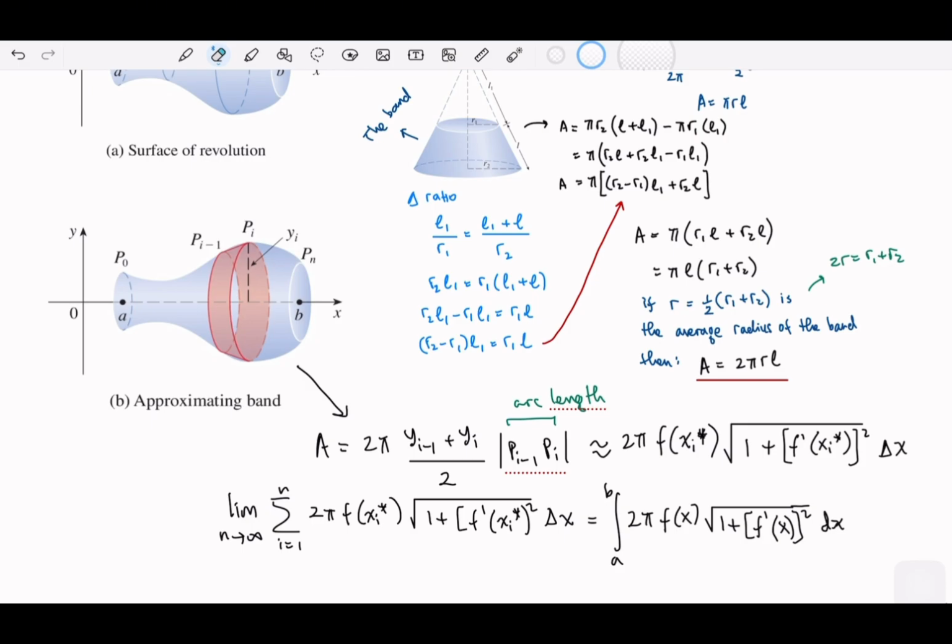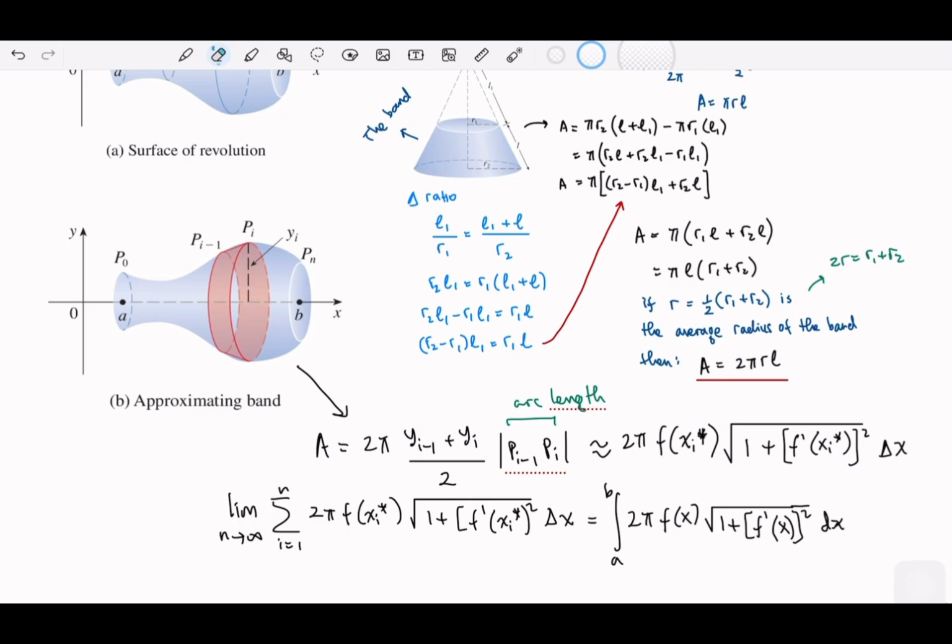And this R is this, right? Yeah. Okay. So this is yi and this is yi minus 1. So the average is this. Or we can say that averagely, the radius depends on where the x is, right? So when we change the x, the radius is changing, right? So the radius is a function of x. That's why we can write function of x, the radius.